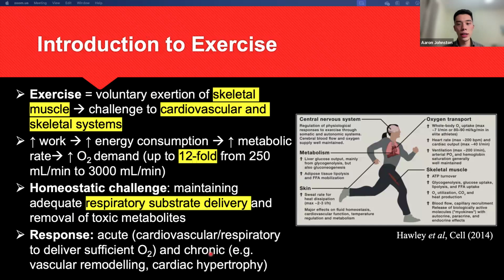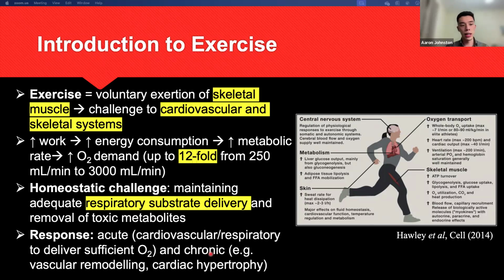So just to introduce exercise, the threat in the context of exercise to homeostasis is ultimately the need to maintain adequate respiratory substrate delivery and remove toxic metabolites from the respiring muscles. So we need to deliver more oxygen to the muscles, and we need to get rid of lactate, CO2, etc. So exercise is defined as the voluntary exertion of skeletal muscle, and as I said, poses challenges to the cardiovascular, the respiratory, and the skeletal systems. And I'm going to go through each of those in turn, particularly the cardiovascular and respiratory systems.